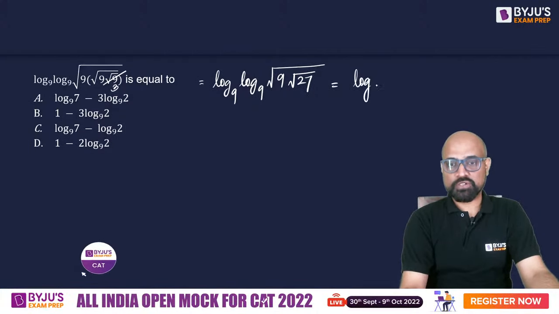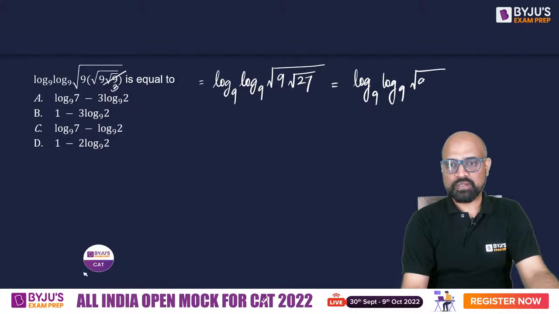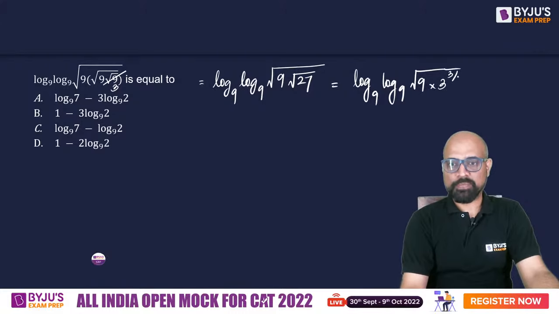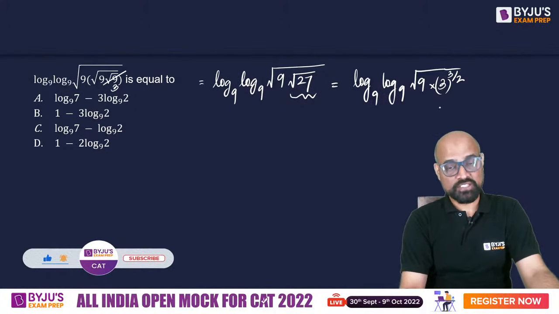So this becomes log 9, and that 3 cube will have now a power of 1 by 2. As in 3 cube, 3 to the power 3 by 2. That's what we will have, right? Just for 27, just this part. Now what we can do is we can write 9 as 3 square further.